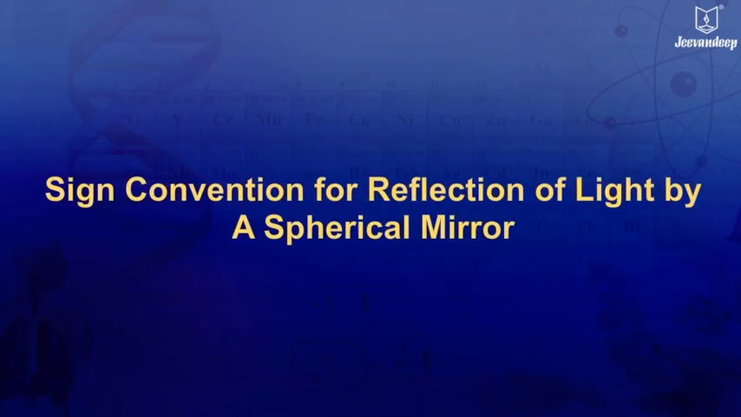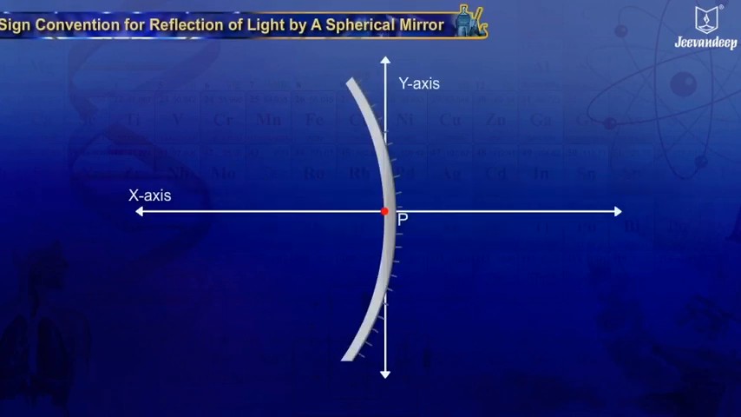Sign convention for reflection of light by a spherical mirror. The sign conventions. According to the new Cartesian sign convention, the pole P of a spherical mirror is taken as the origin and the principal axis is taken as x-axis of the coordinate system. The sign conventions are as follows.